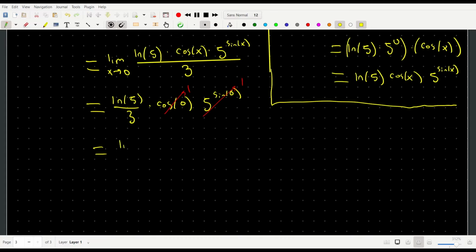So the limit is exactly the natural log of 5 over 3. And this is the result of applying L'Hopital's rule to this problem. This example really shows that remembering our derivative laws is essential to correctly implementing L'Hopital's rule and solving a problem like this.